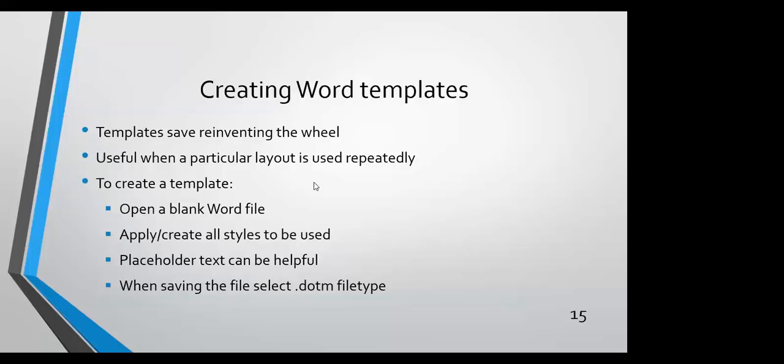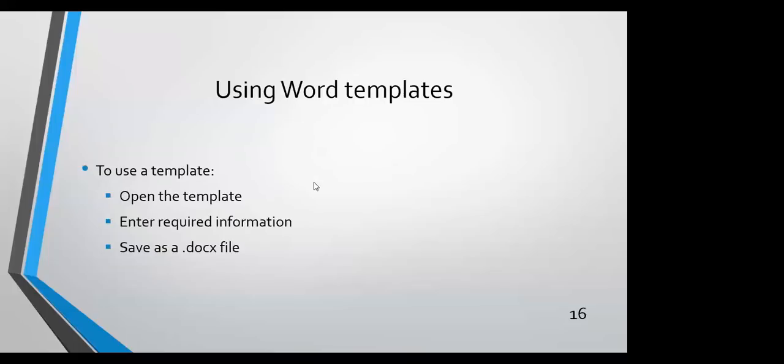So save as a DOTM, and that will be one of the options that you get when you go to the save as type. Using Word templates. To use a template, just open it in the normal way. When you save it, make sure you know where you put it, by the way. That can be a trap for young players.